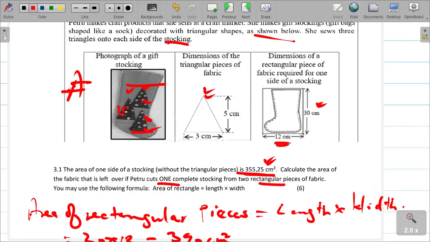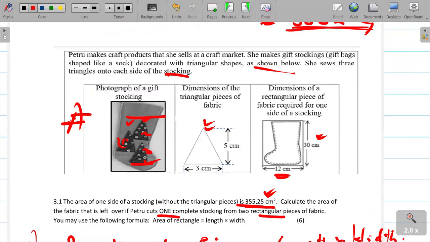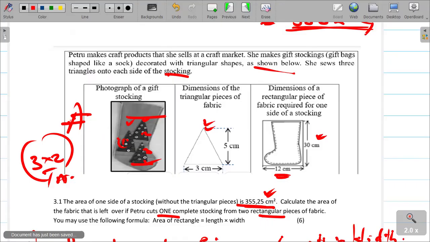So what I'm saying is that since the stocking has got 2 sides, it is equals to 3 triangles on one side times 2. We are talking about 3 times 2 triangles in this case.